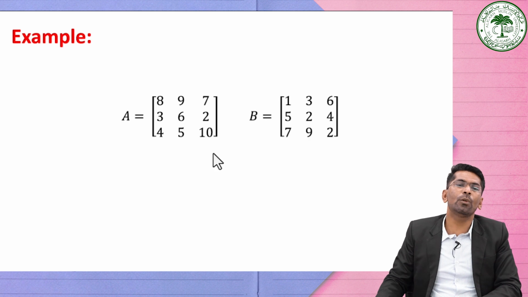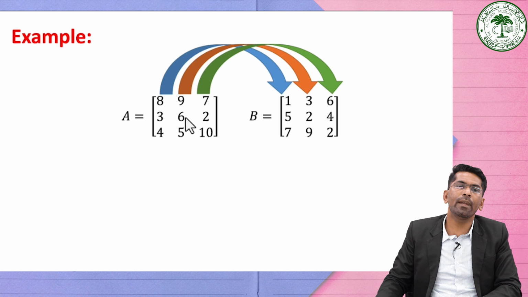Now consider another two matrices. Matrix A is equal to 8, 9, 7, 3, 6, 2, 4, 5, 10. Matrix B is equal to 1, 3, 6, 5, 2, 4, 7, 9, 2. We have a 3 by 3 matrix here. Both have the same order, that is 3 by 3. So we can subtract these two matrices again. The first element will be connected with the first element of matrix B. The second element of matrix B is subtracted from the second element of matrix A, and accordingly the remaining values can also be done.